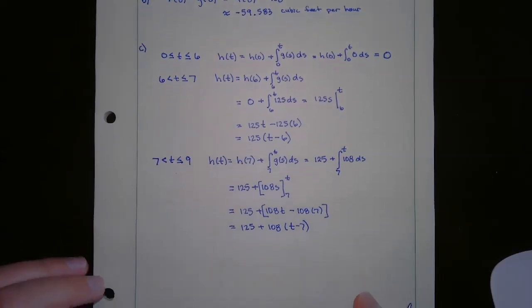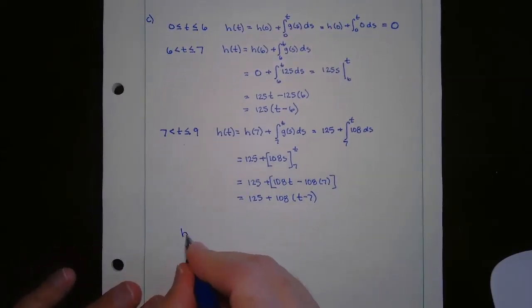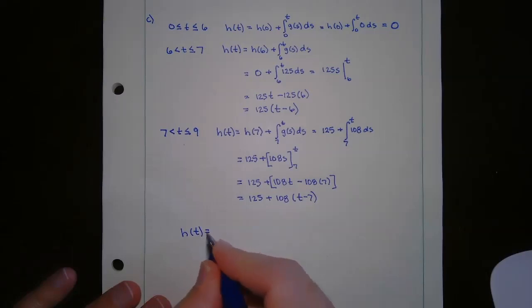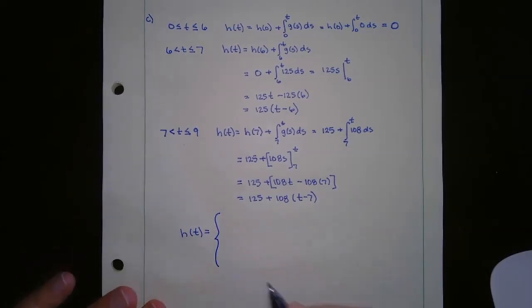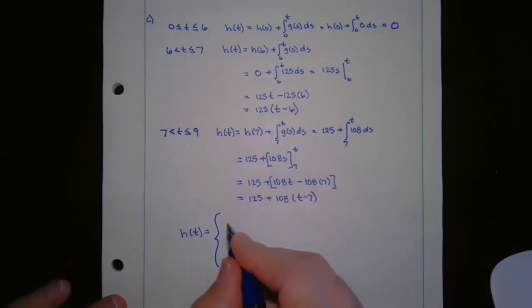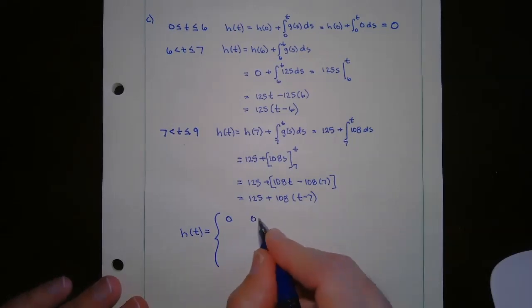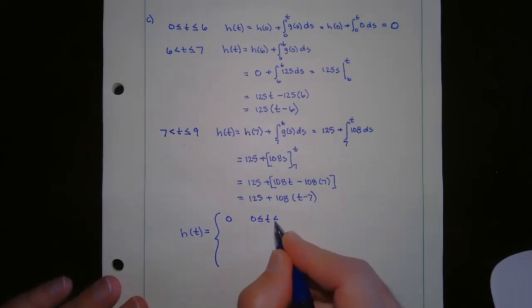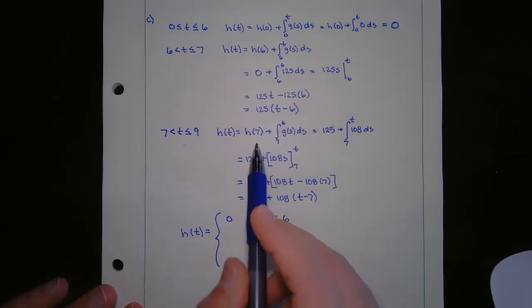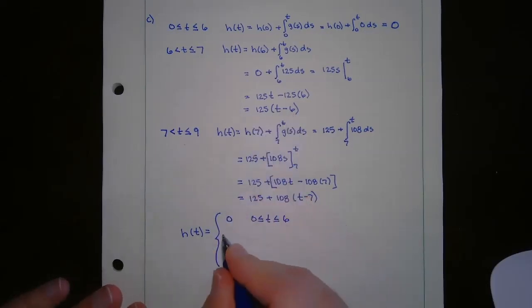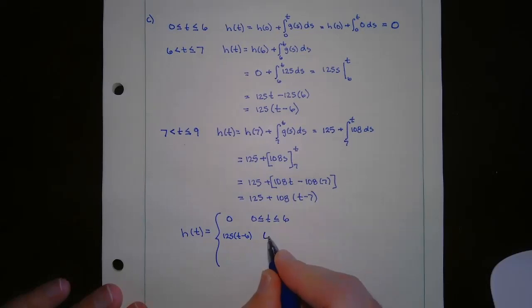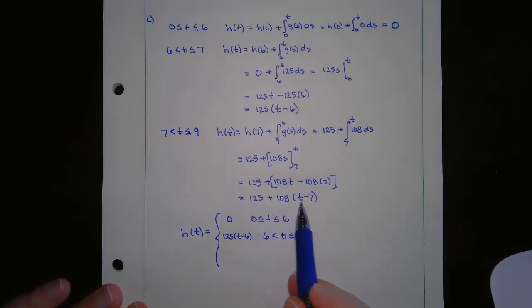So what is this h(t) function? This piecewise function is going to be equal to 0 from 0 ≤ t ≤ 6. It's going to be 125 times (t minus 6) for 6 < t ≤ 7. And then it's 125 plus 108 times (t minus 7).